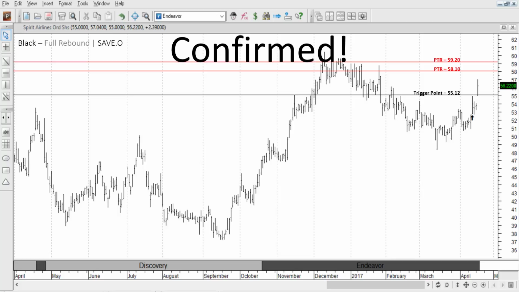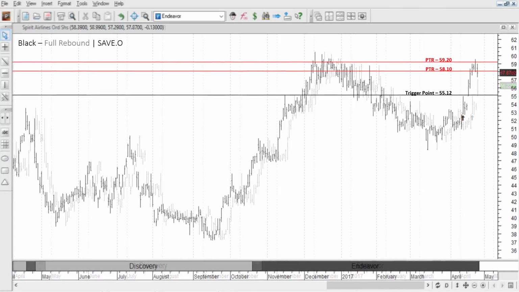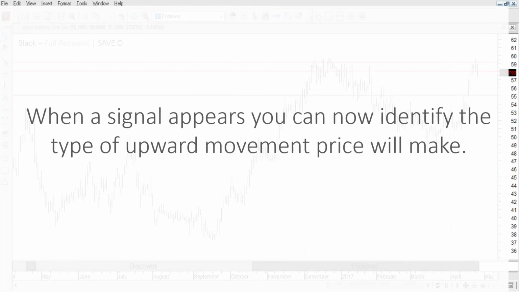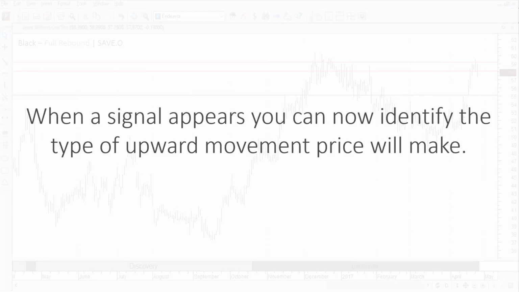And price should rise up to our projected target range. And that's exactly what it does, making over 7% in just 5 days. Regardless of if you call these full rebound movements or swing trades, you have to admit, that was pretty good. We knew where price was going to move up to before the movement even started. And that's it. That's all there is to step 2.